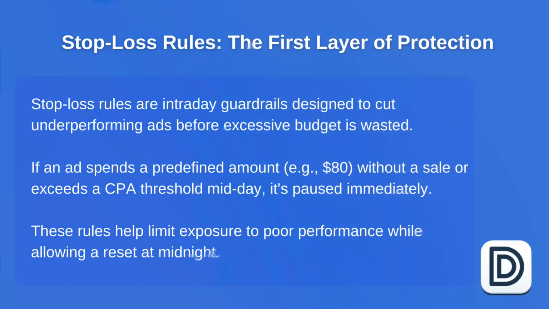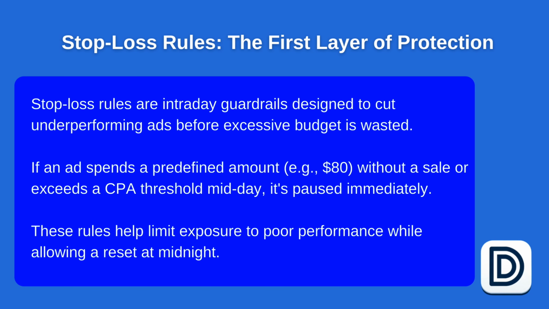Now, another way of looking at these rules, or if you want to think of it this way, the first level in your sliding scale ladder can be thought of as a stop loss rule, which is basically your first layer of protection. Stop loss rules are intraday guardrails designed to cut spend from underperforming ads before excess budget is wasted. For instance, if an ad spends a predefined amount, say $80 without a sale, or exceeds a CPA threshold midday, it can be paused immediately. These rules help limit exposure to poor performance while allowing a reset at midnight.